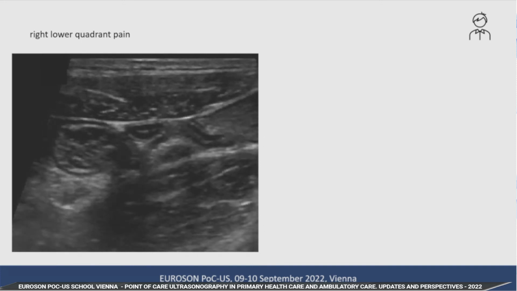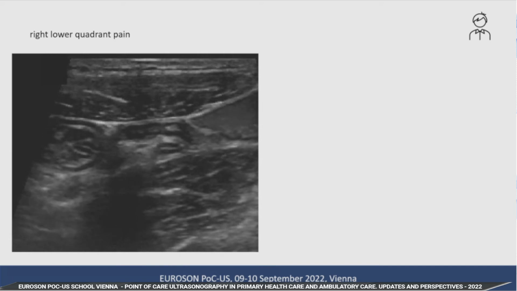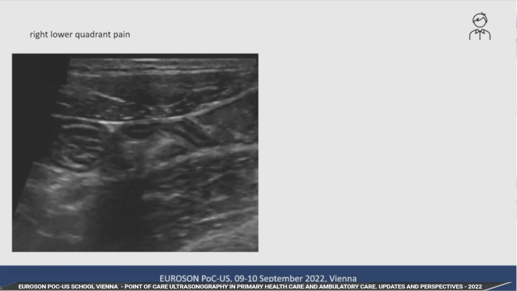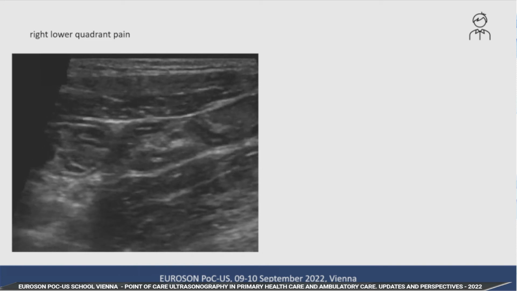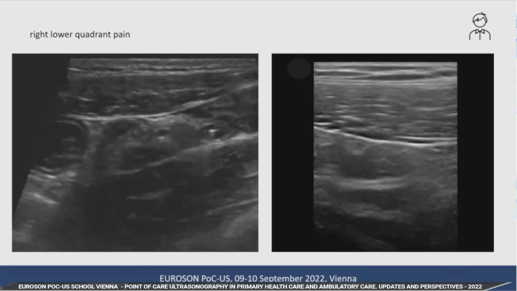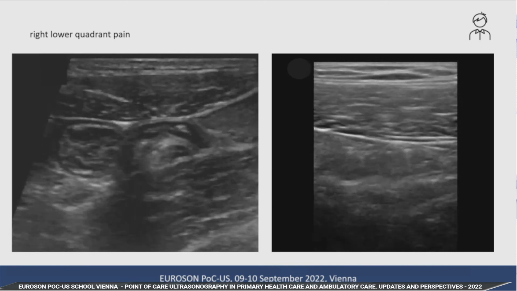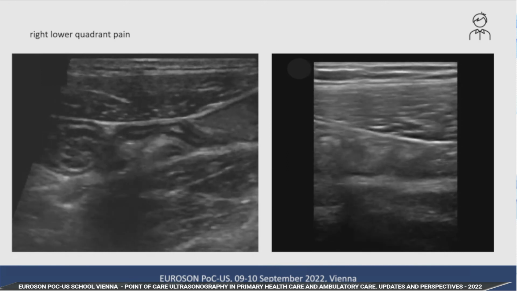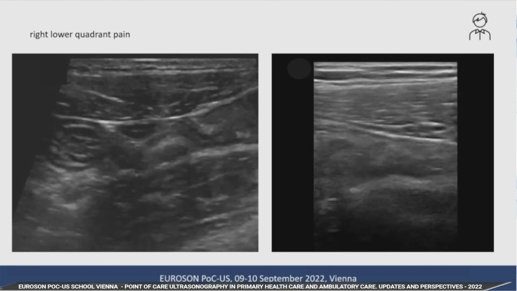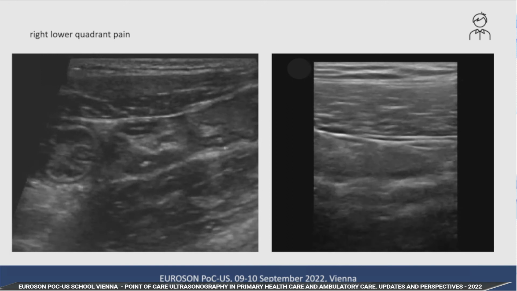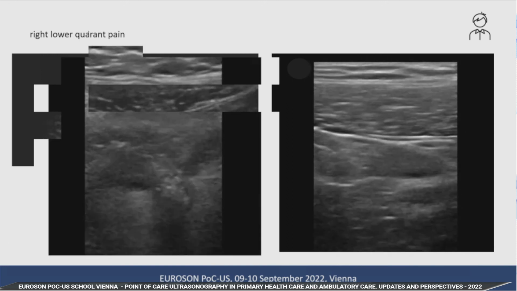We use a linear probe. We have a special technique which in the end of the day is not so complicated, but we can find the appendix in here, and this is inflammation, appendicitis. On the left hand side there is a normal appendix, on the right hand side there is appendicitis, when the appendix is a little bit dilated, and it was also confirmed by the diagnosis.